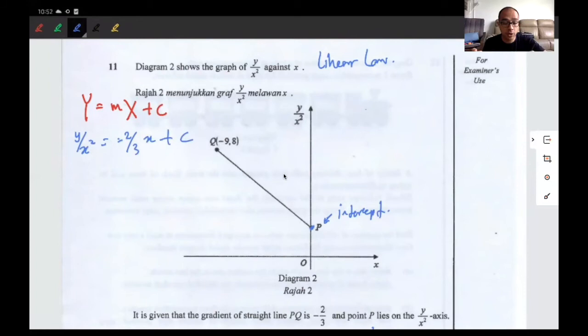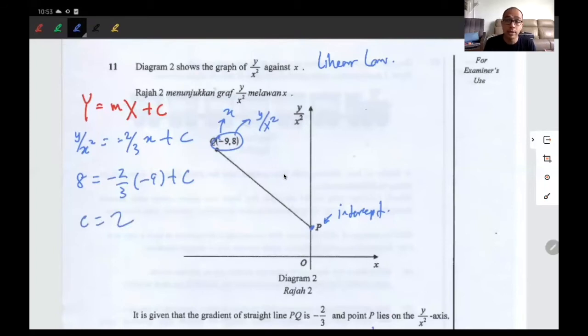Well, we have these coordinates. Negative 9 is x, and 8 is not y, people. Be very careful. 8 is y over x squared. Okay, follow the graph. So this is 8 equals negative 2 over 3 times negative 9 plus c. Just substitute the coordinates inside now. So you get c equals 2.